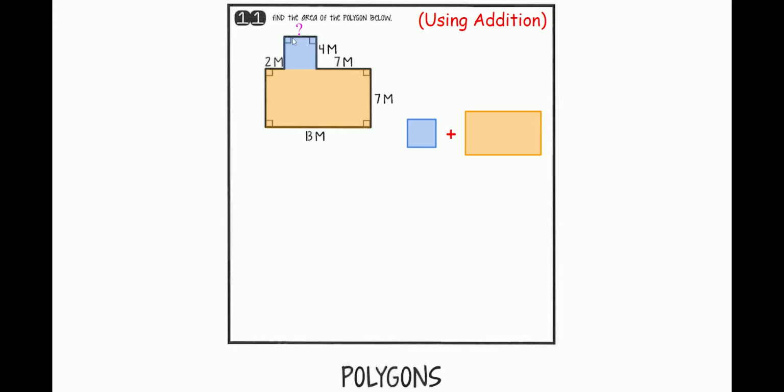Uh-oh, I don't know how wide this rectangle is. It does not say. So what are our clue numbers? We know the whole thing is 13, because it says so down there. So 13 is the whole thing. We also know that this length is 2, and this length is 7, and this length is a mystery length.